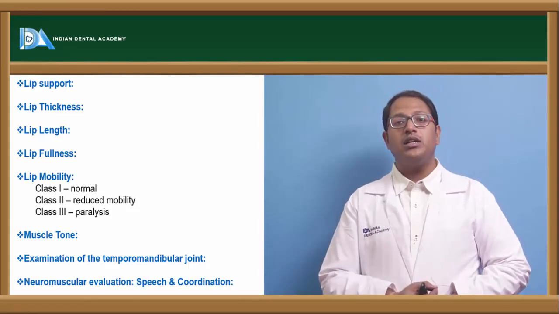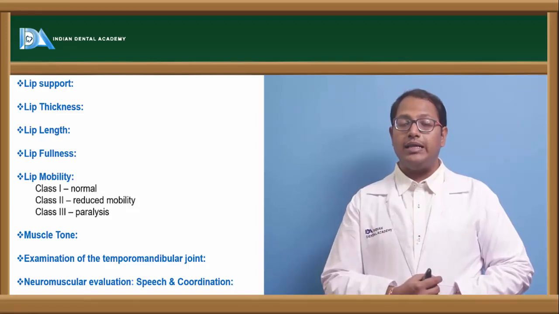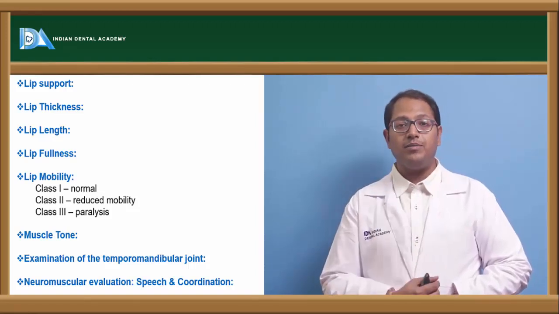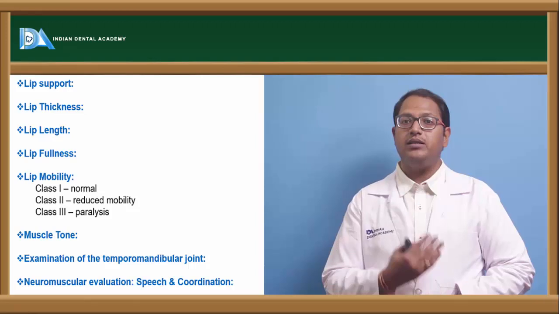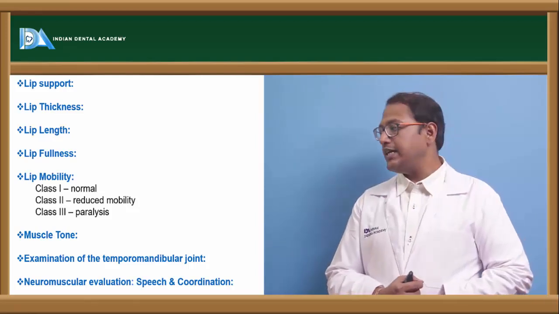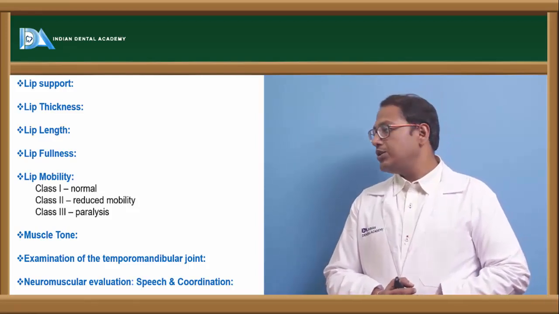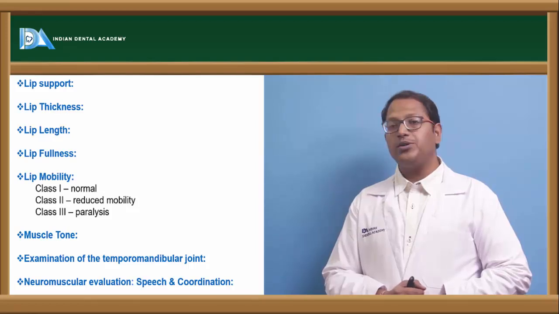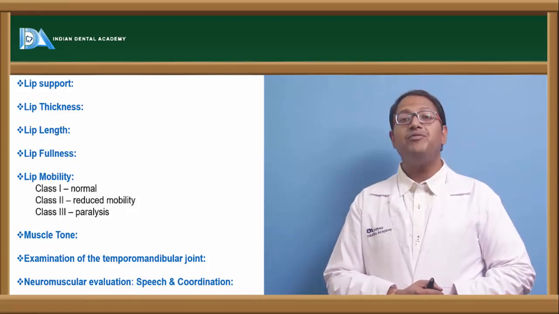Whereas the opposite, if the lip length is small, then what will come up? It will come up to a gummy smile. Then the gingiva will be seen over the teeth. So you need to keep records about the lip length.